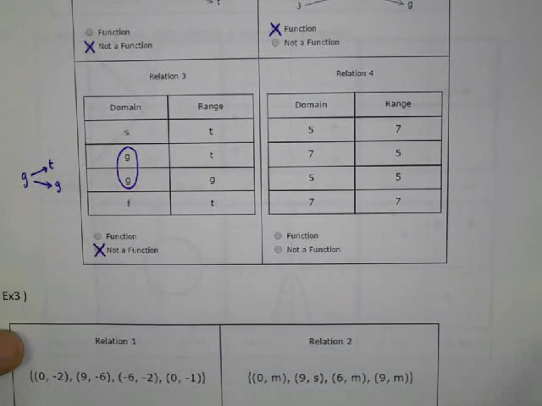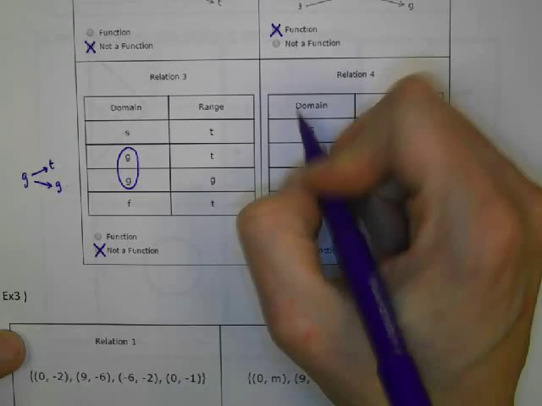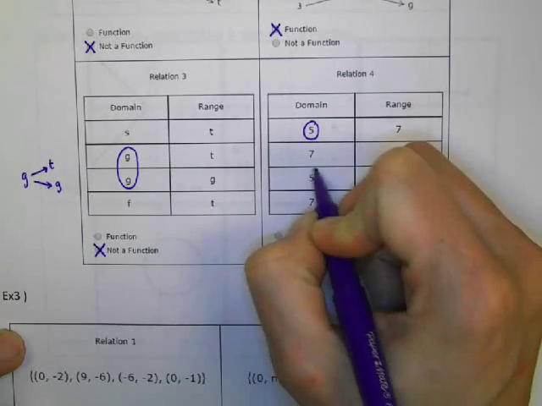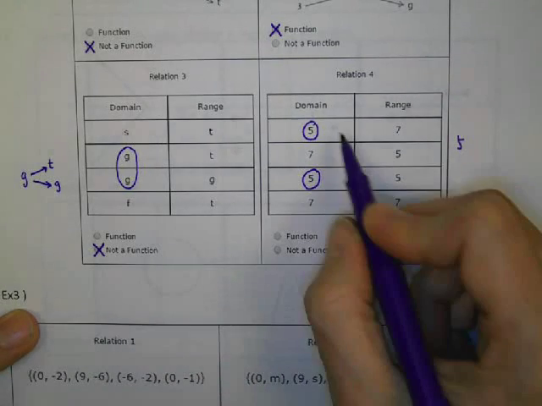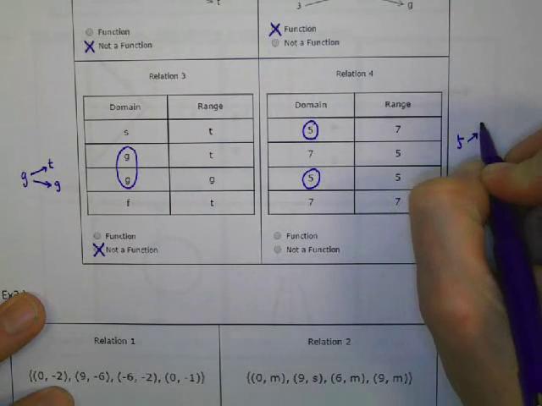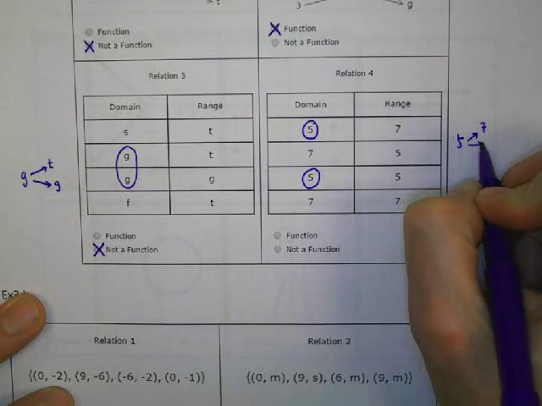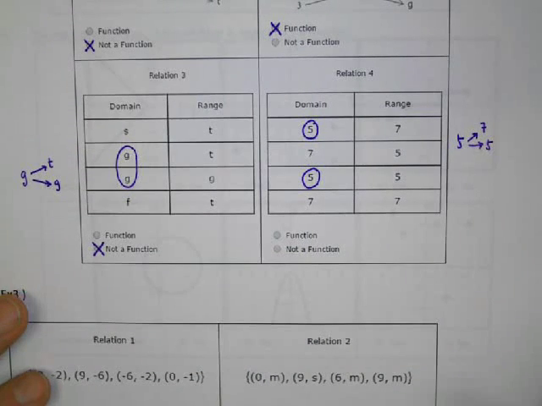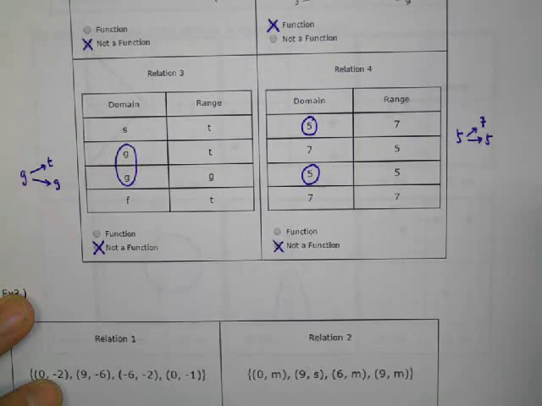Okay, in relation 4, same thing. I'm going to look here and see if I have any duplicates in my domain. So here I notice I've got 5 and 5. So I'm going to take a look. For that input 5, what does that match to? So my input of 5 has an output of 7. Here, my input of 5 also has an output of 5. So again, that's going to cause me some trouble. So right away, I know I'm not a function.